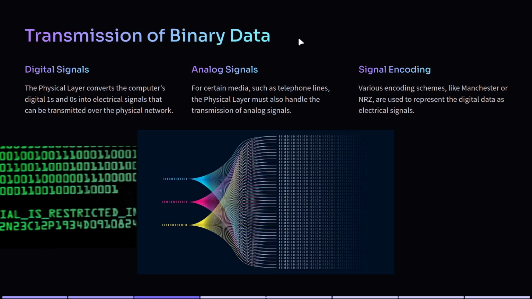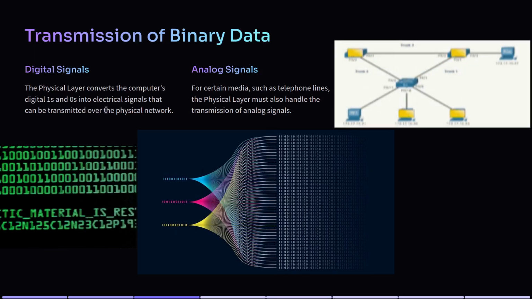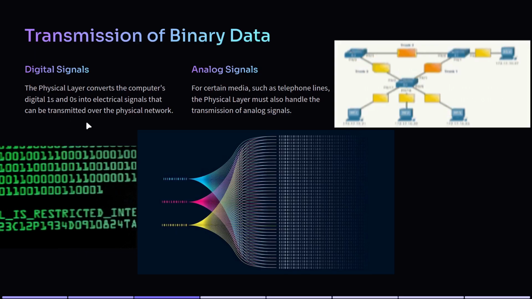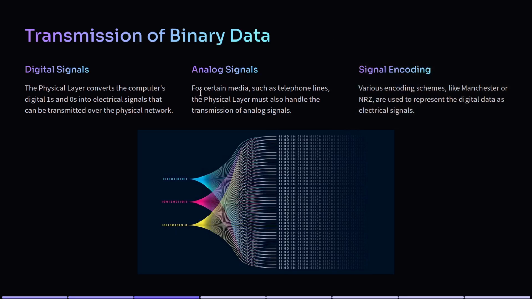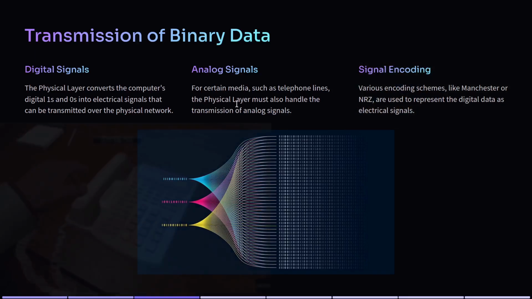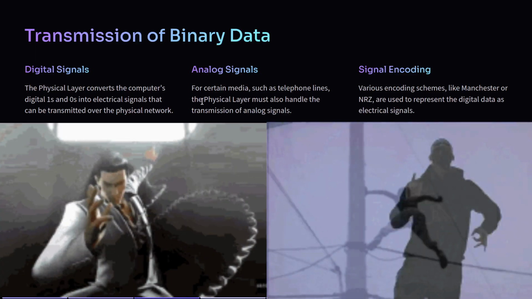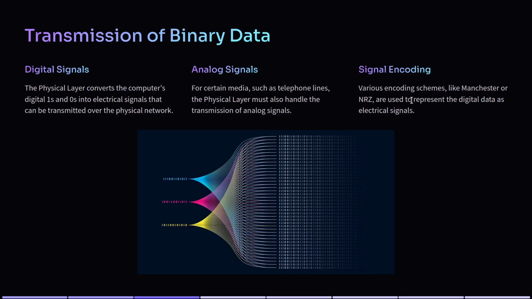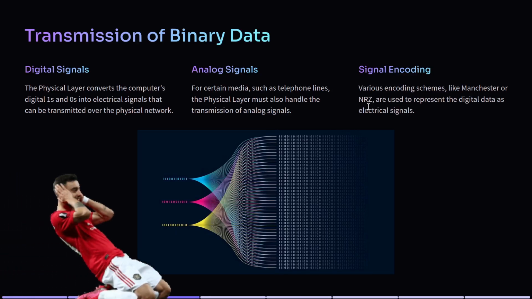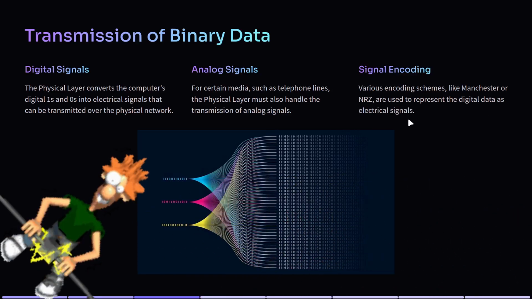Transmission of binary data. The physical layer converts the computer's digital ones and zeros into electrical signals that can be transmitted over the physical network. Now that's digital signals. In regards to analog signals, for certain media such as telephone lines, the physical layer must also handle the transmission of analog signals. Signal encoding. Various encoding schemes like Manchester or NRZ are used to represent digital data as electrical signals.